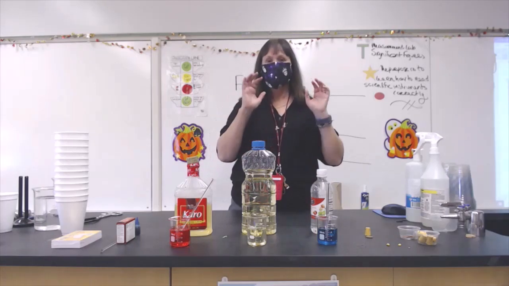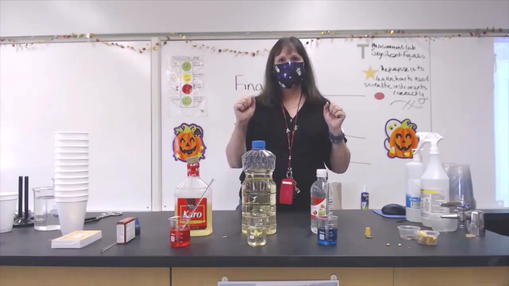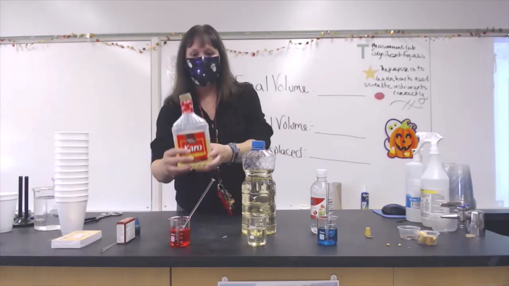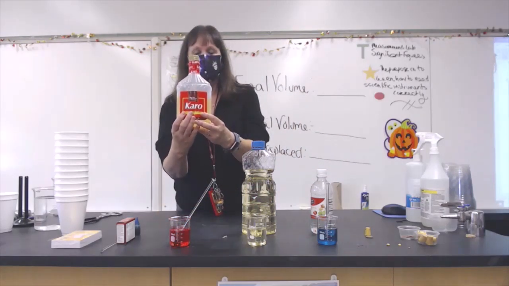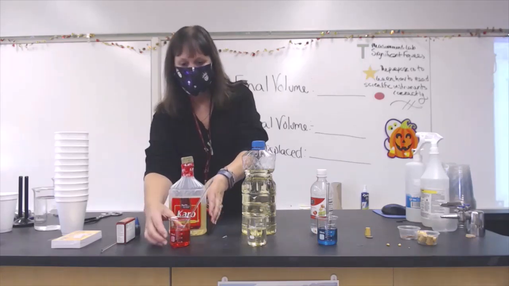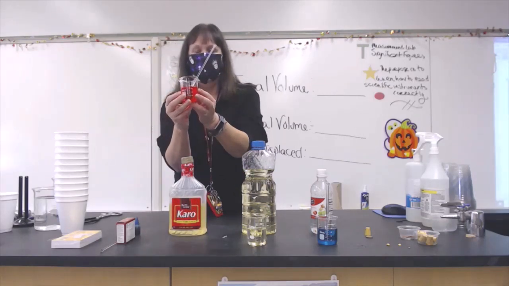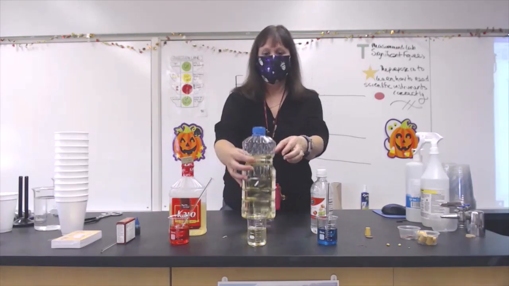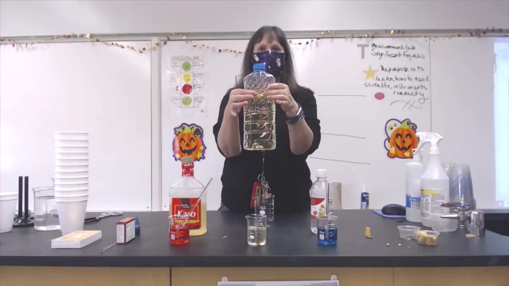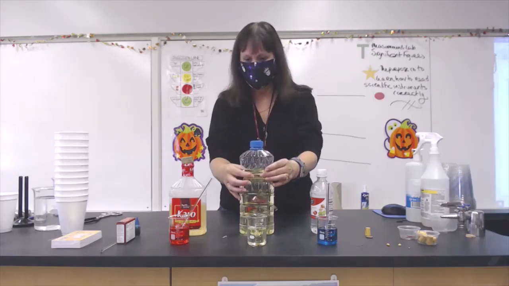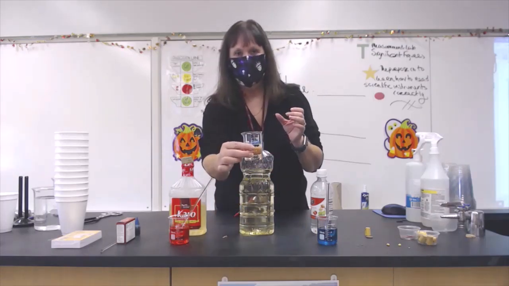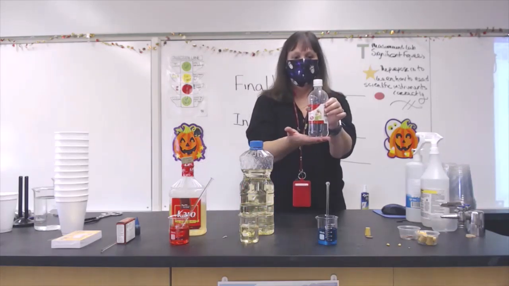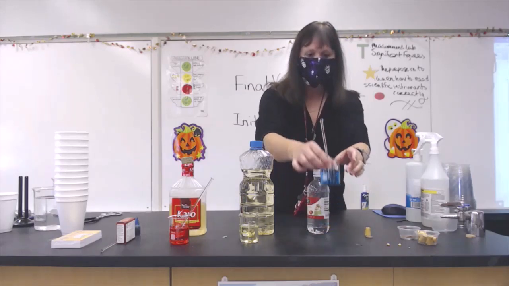Okay, so the items that are going in the beaker are these. There are liquids and solids. So our liquids today are Karo corn syrup, and we have colored it red. Then we will be adding into this lovely beaker oil, which is kind of yellowish. Then we are going to add some vinegar, and we have colored the vinegar a pretty blue.